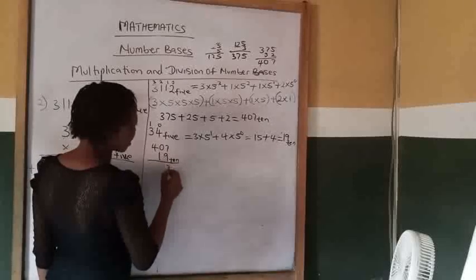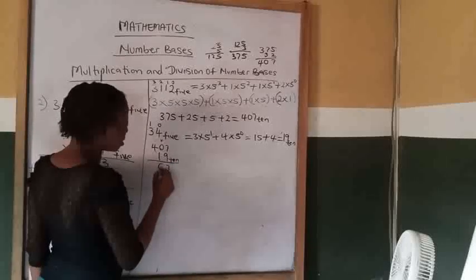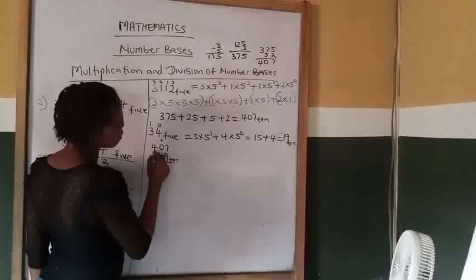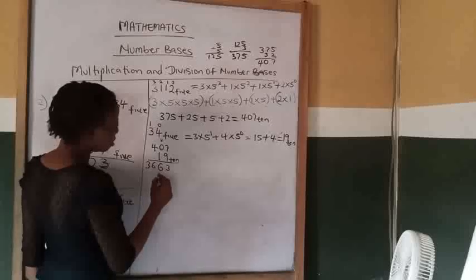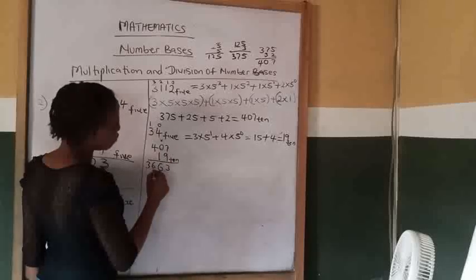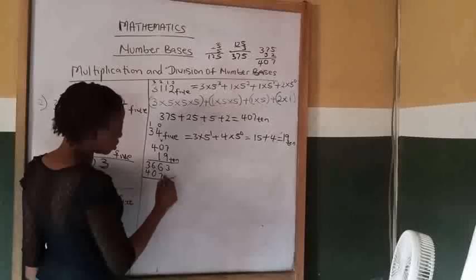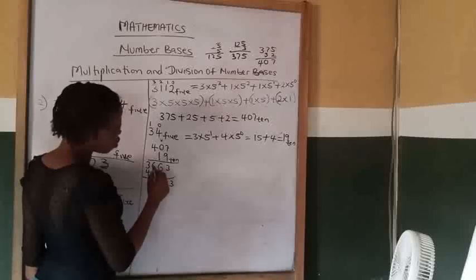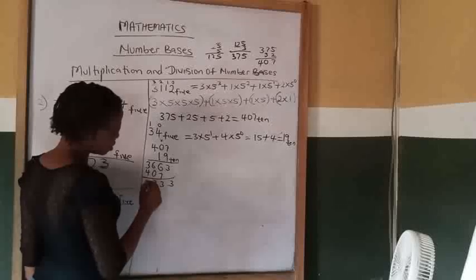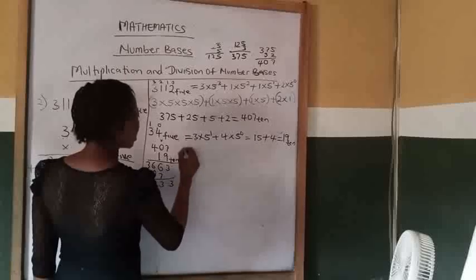So we write 3 carries 6. So 9 times 0 is 0 plus 6, that is 6. Then 9 times 4 is 36. 1 times 7 will give us 7, 1 times 0 will give us 0, then 1 times 4 will give us 4. So this one will give us 3. 7 plus 6 will give us 13, 3 carry 1. 1 plus 6, that is 7. 3 plus 4, that is 7.